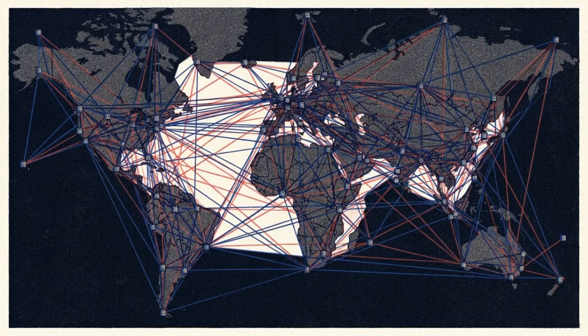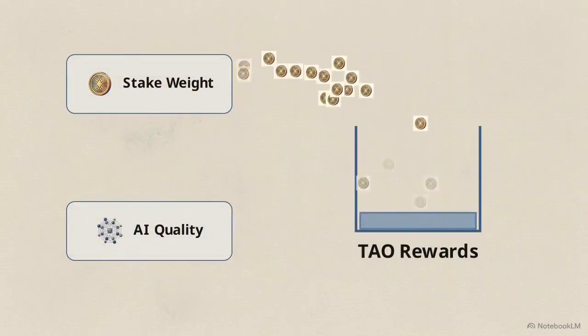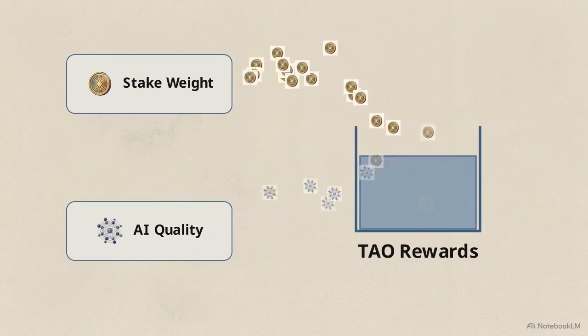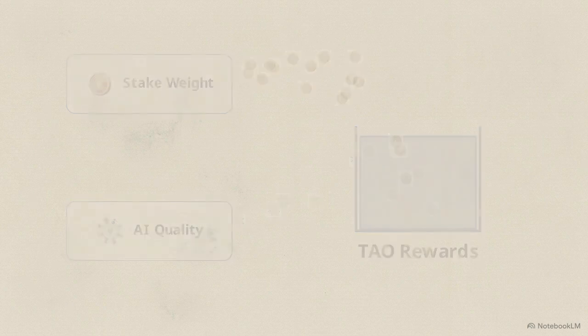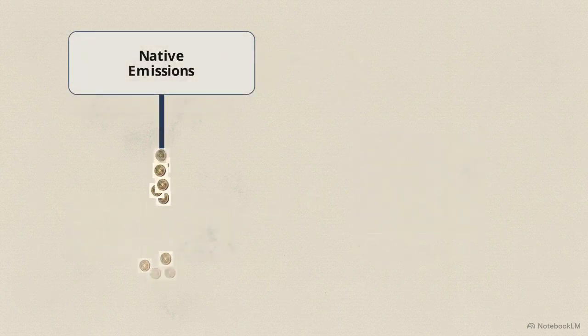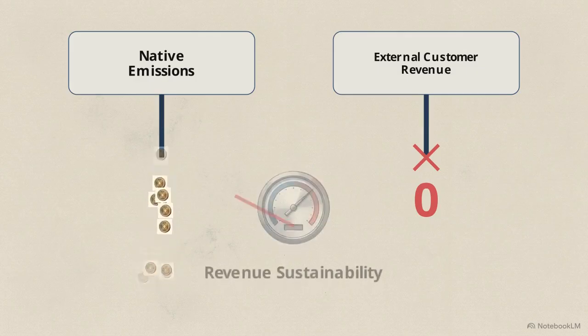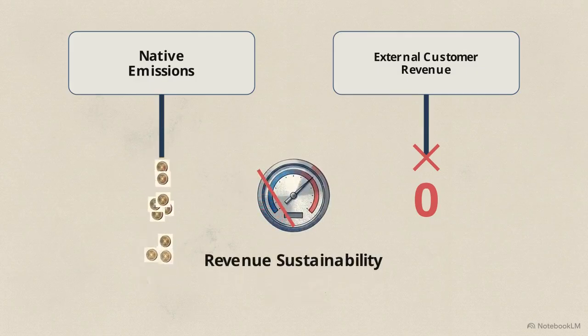Take Bittensor, for example. It is the largest decentralized AI network by market cap, boasting over 128 competitive subnets routing real workloads. But mapping this incentive structure reveals a misalignment. Sheer wealth dictates tau earnings more than actual AI quality, the stake-weight problem. Furthermore, Bittensor relies entirely on native emissions. Generating zero external revenue, it lands a dismal 6 out of 25 for revenue sustainability.